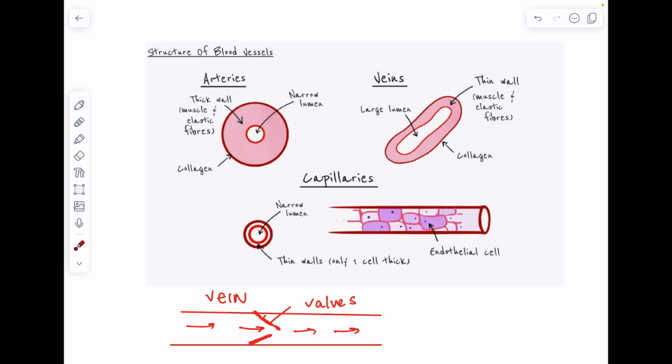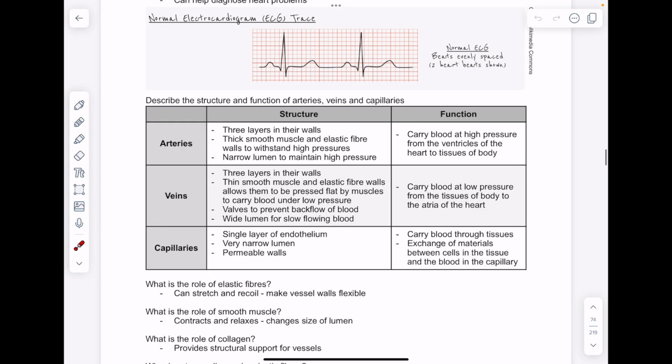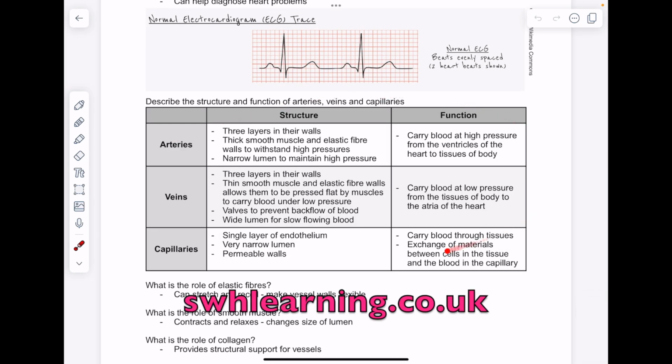And then last up, the capillaries. Now, the first layer of these blood vessels, the kind of layer that surrounds the lumen, is known as endothelium. So our capillaries have a single layer of endothelium. They have an extremely narrow lumen. Remember, capillaries are very, very small. They have thin walls, which are only 1 cell thick. Those walls are permeable to enable exchange of materials between cells in the tissue and the blood in the capillary. The purpose of the capillaries is to carry blood through the tissues. And again, here's a nice summary from my revision guide.